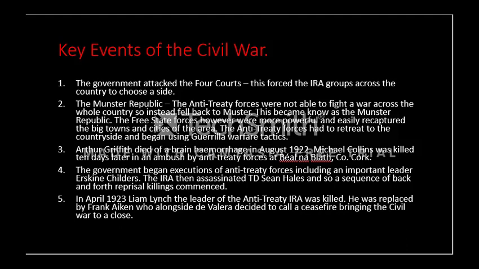During 1922, a number of things happened. Arthur Griffith died of a brain hemorrhage. He passed away. Ten days later, Michael Collins was on a tour of Cork and was ambushed and assassinated. He was shot and killed by the anti-treaty forces at a place called Béal na mBláth in County Cork.